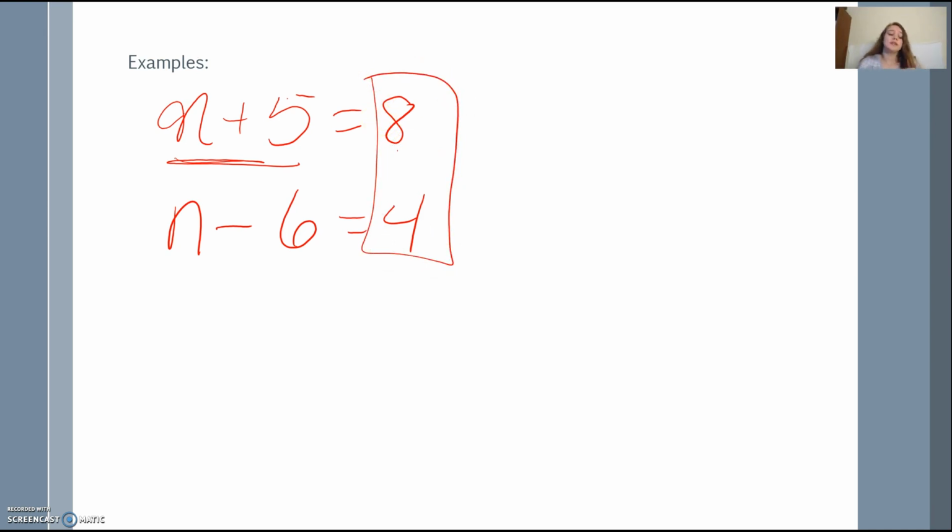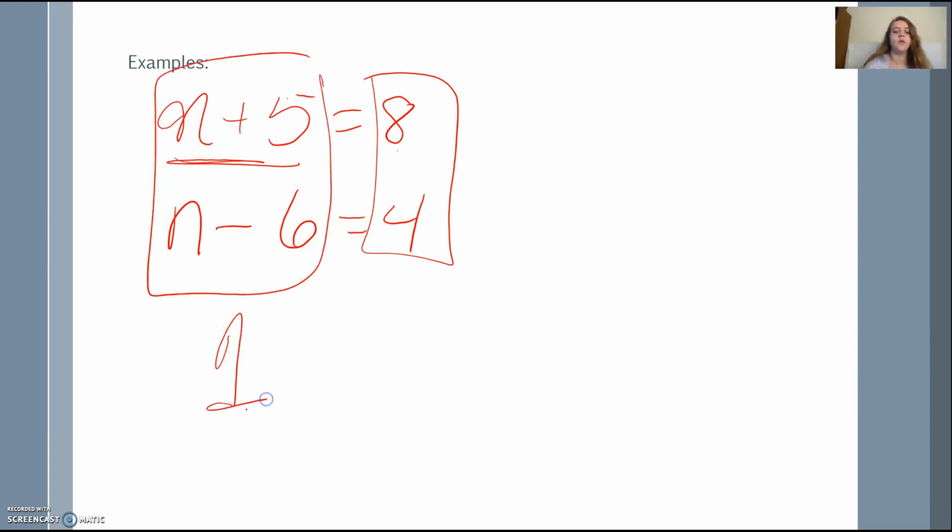Note that here we think of n plus 5 or n minus 6 as one quantity. So we're talking about this as 1. We're not differentiating the fact that there are 2 numbers there. It is just one quantity.